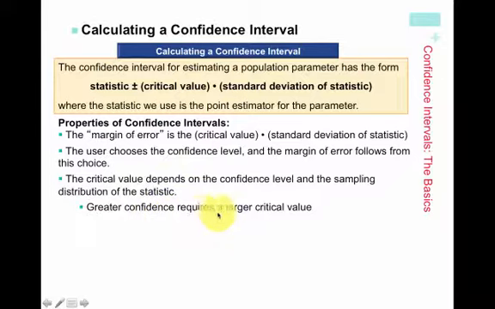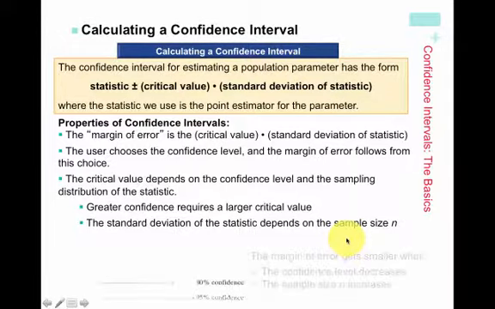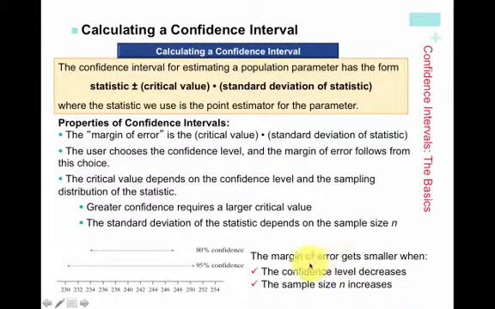Greater confidence requires a larger critical value. That should make sense. And the standard deviation of the statistic depends on the sample size n. The margin of error will get smaller when the confidence level decreases, because our critical value is now smaller, or when the sample size n increases. More samples lead to less variation, which will make our confidence interval smaller.